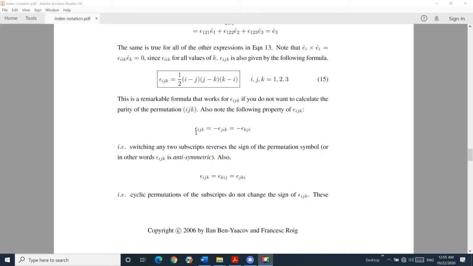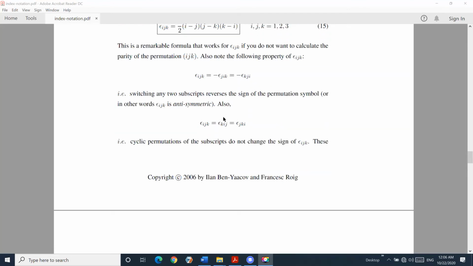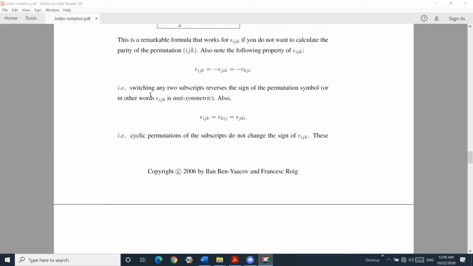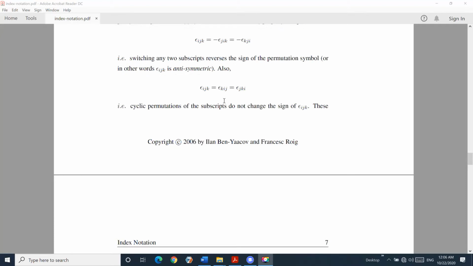Another property is that epsilon ijk is equal to minus epsilon jik, which is equal to epsilon kji. These three are equal to each other. So switching two subscripts reverses the sign of the permutation symbol, like this; it is antisymmetric also. And a cyclic permutation of the subscripts does not change the sign of epsilon ijk.